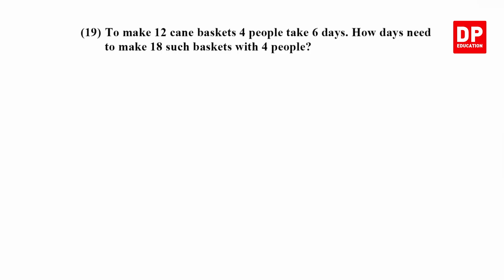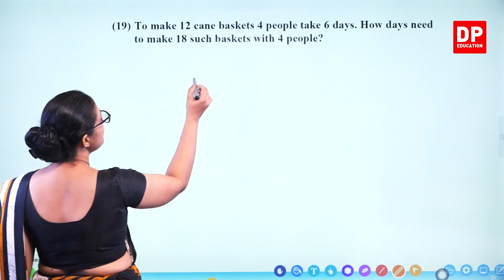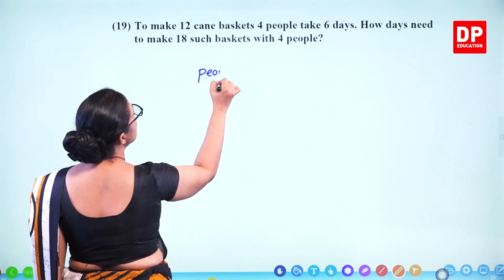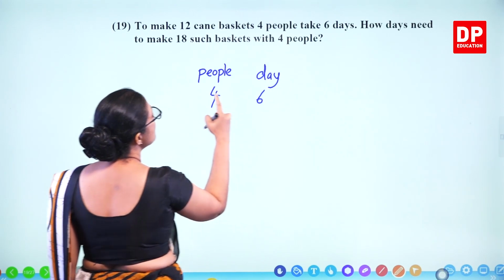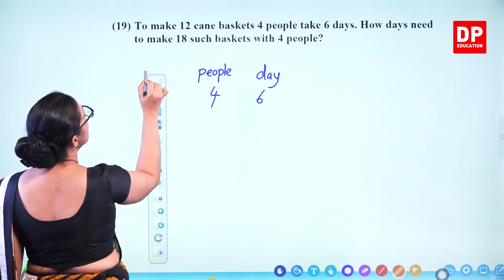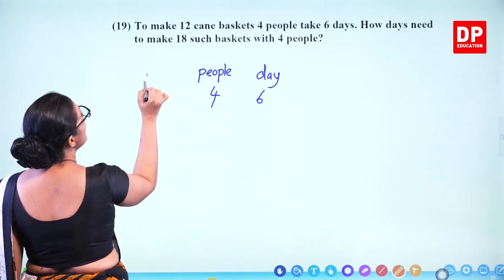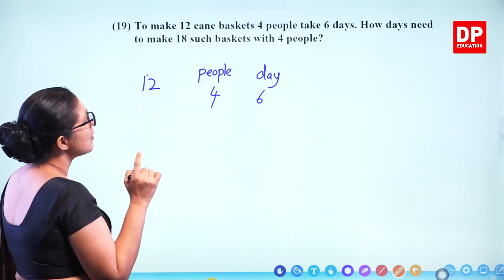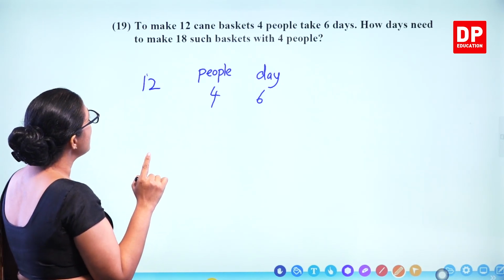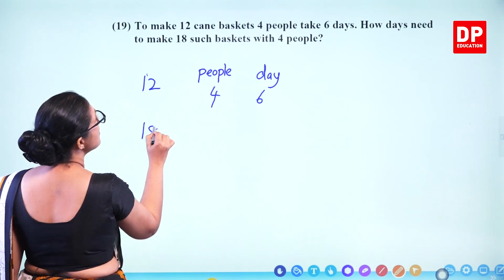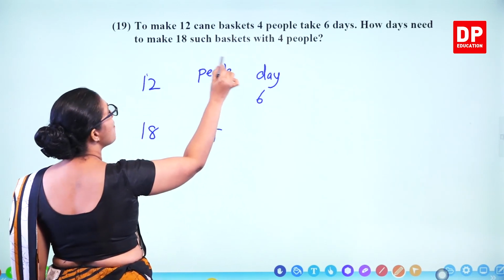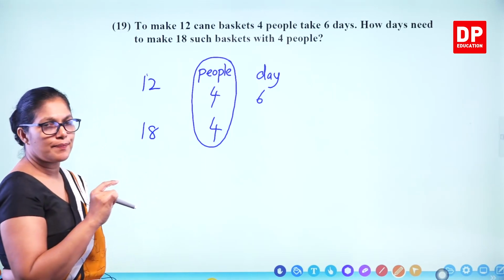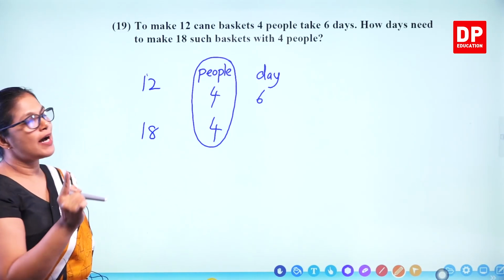Question number 19. To make 12 cane baskets, 4 people take 6 days. 4 people, 6 days to make 12 baskets. I'll write 12 here. How many days are needed to make 18 such baskets with 4 people? 4 people here, same number of people, so you don't need to worry about that. Number of days and number of baskets.